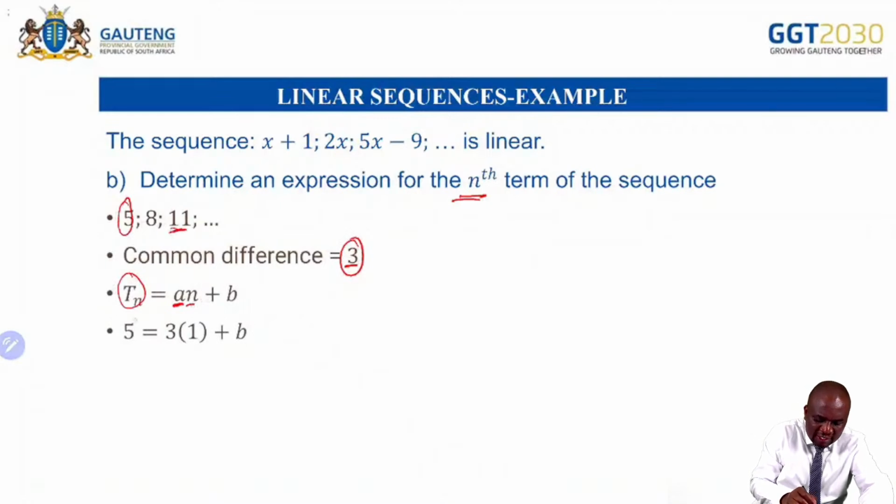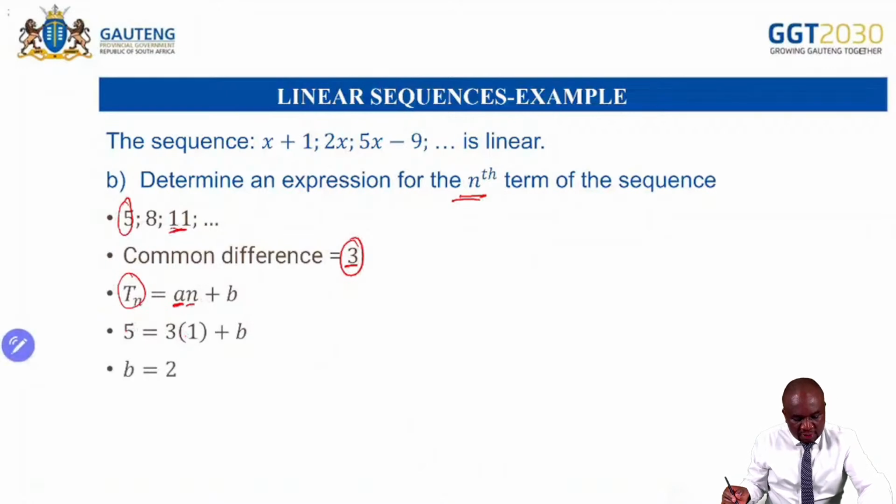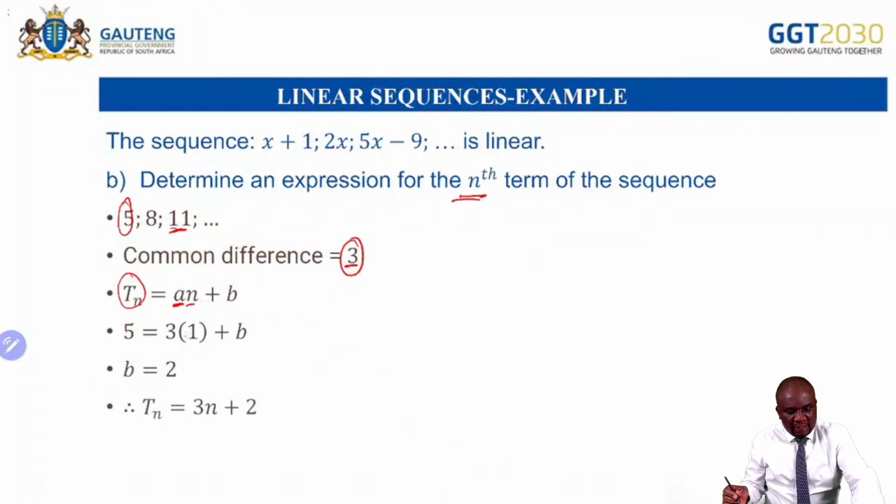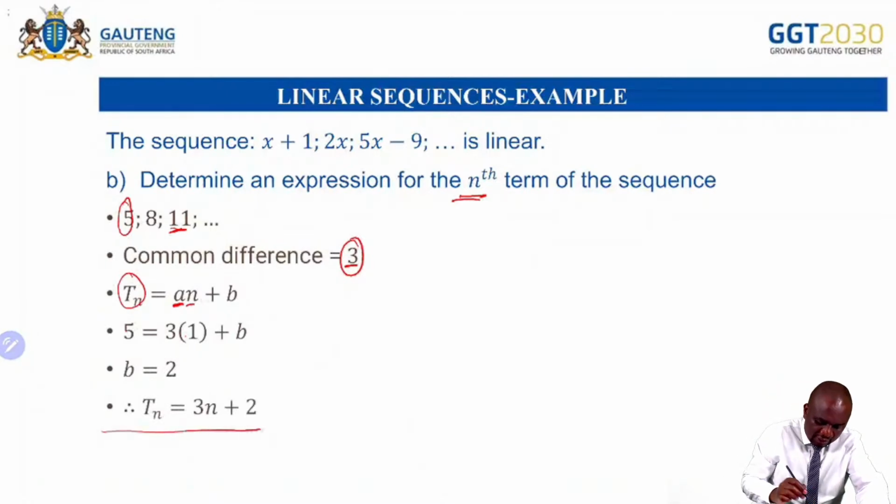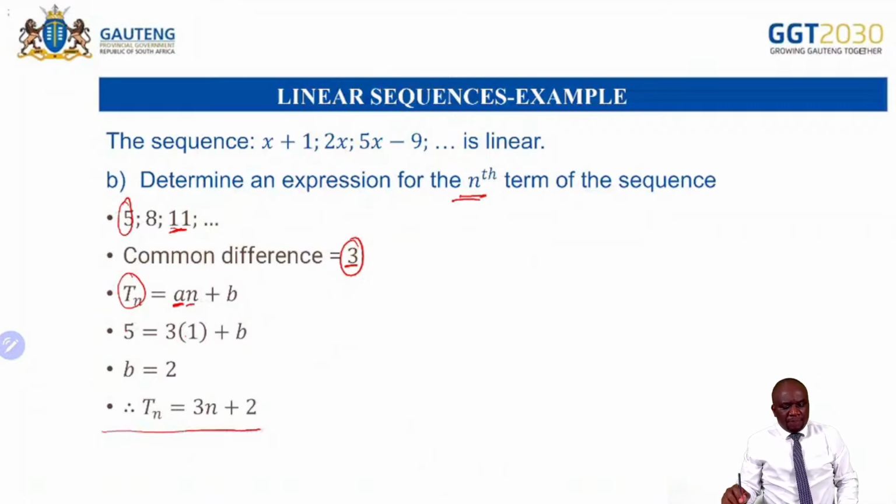Like I said, you can choose any. If you choose to use the 11, then where there's n, you put 3. Then b is equal to 2. Therefore, our general term is Tn is equal to 3n plus 2. Done. That's what you're supposed to do then.